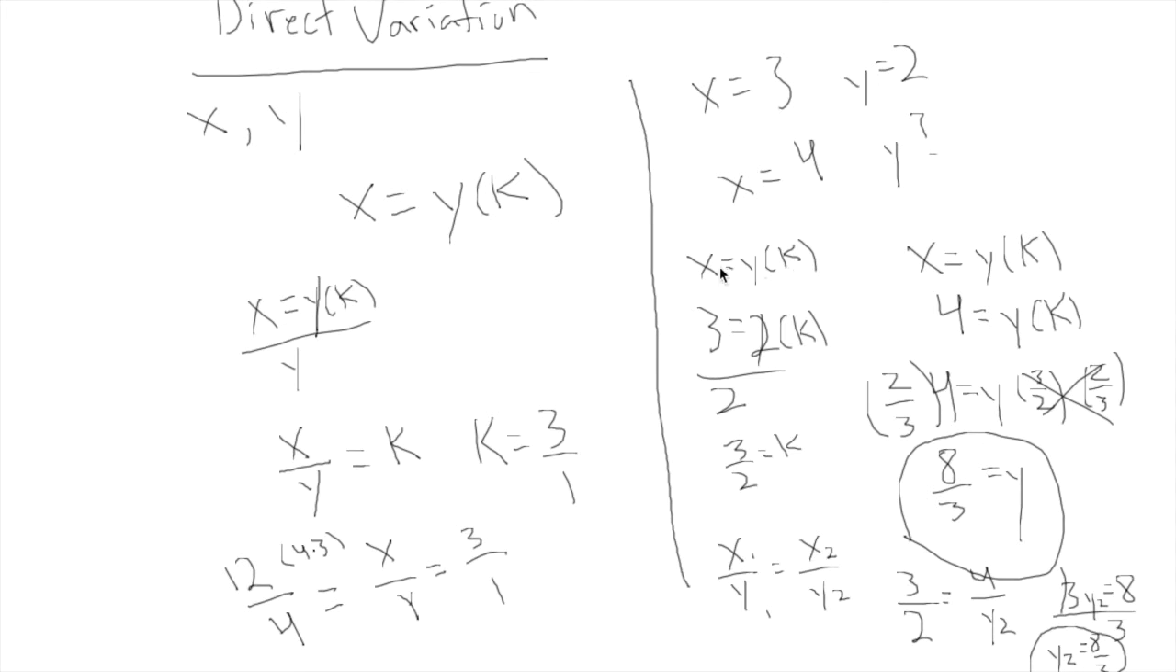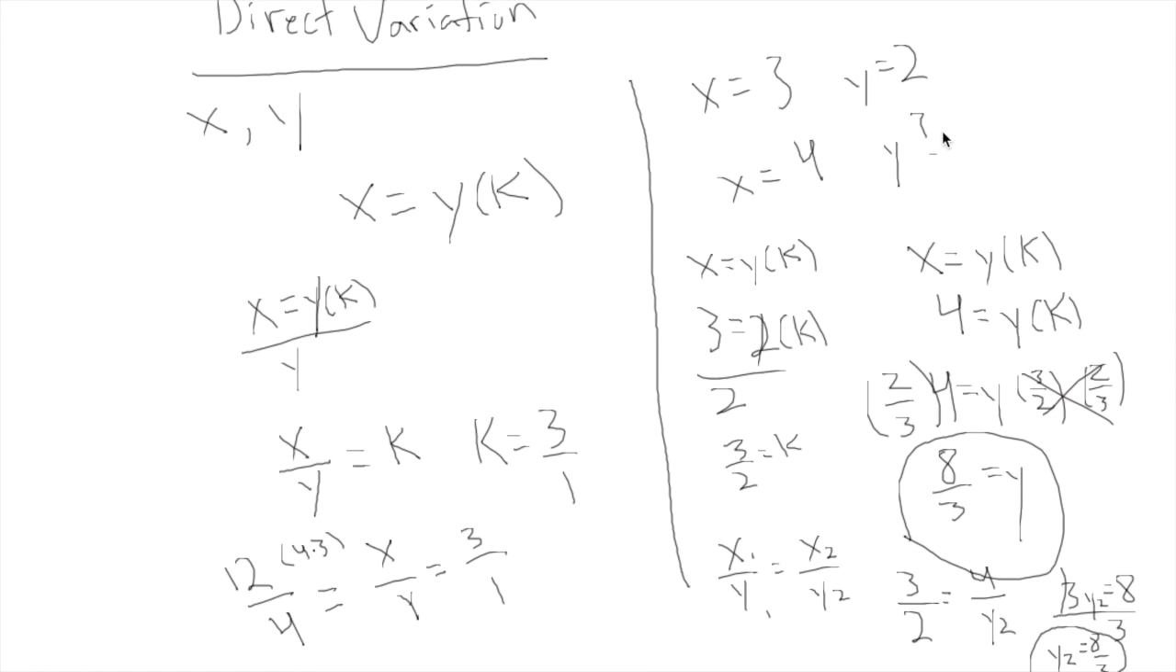So I do that. I plug in x is 3, I plug in y is 2, I divide both sides by 2, I end up with 3/2 equals k. So now I know that my equation is x equals y times 3/2. 3/2 is k. So now I can take the second set of numbers, plug them in, and solve for y. So 4 equals y times k, which is 3/2. And now I just get rid of 3/2 by multiplying each side by 2/3. Do some algebra, you get 8/3 equals y. So now the second y is going to be 8/3.